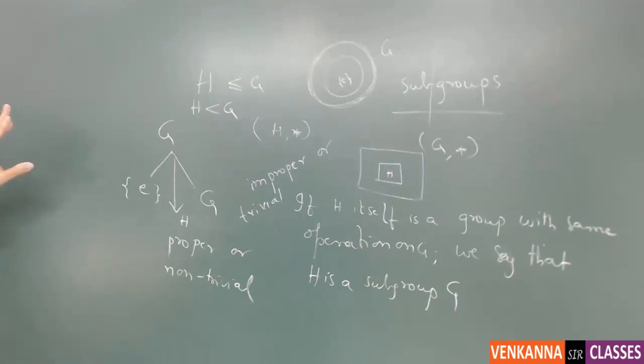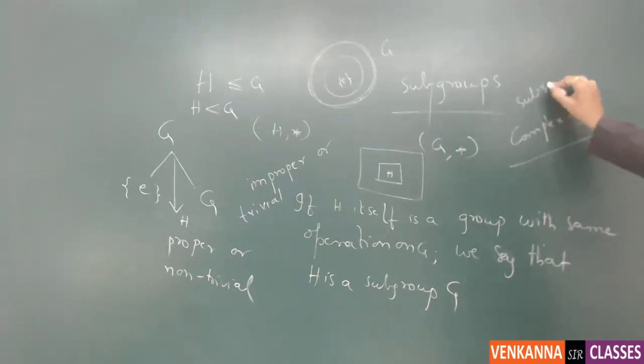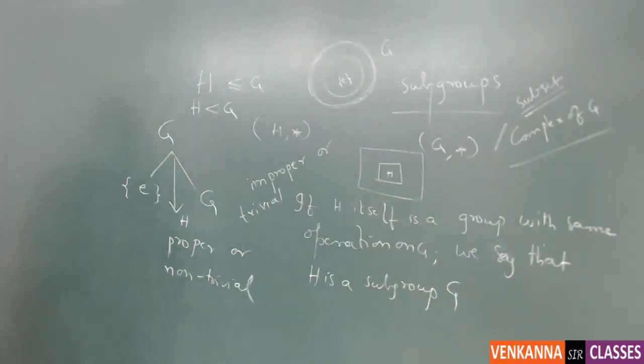So if H is just a subset, not a group, then we call H by a different name, that H is a complex of G. Generally every subset we call with the word complex. A complex will become a group if it satisfies the properties: closure, associative, identity, inverse. So please take a note of these definitions. After noting, please tell. Have you noted?